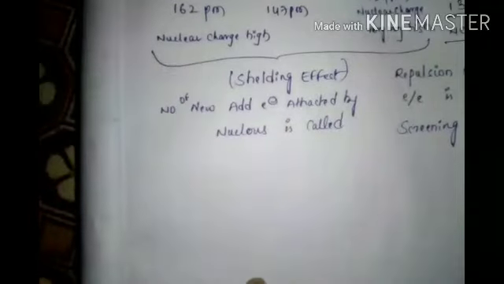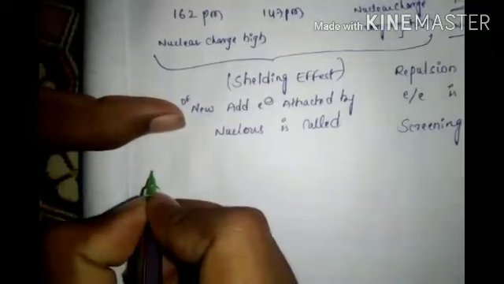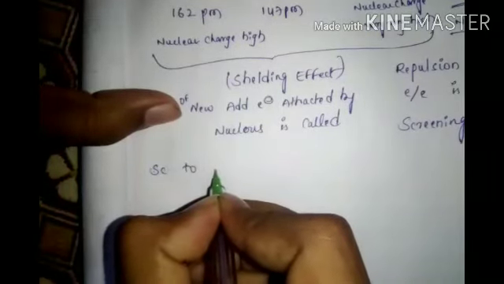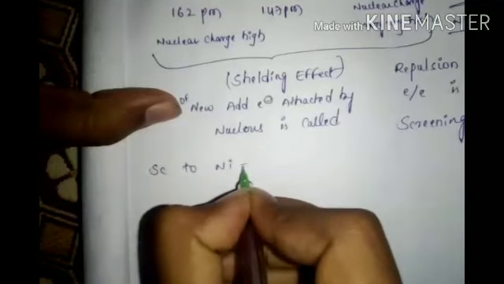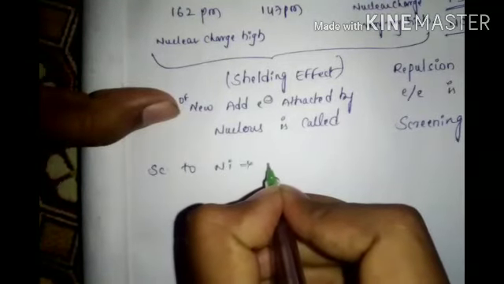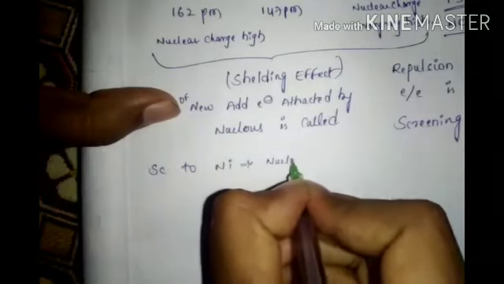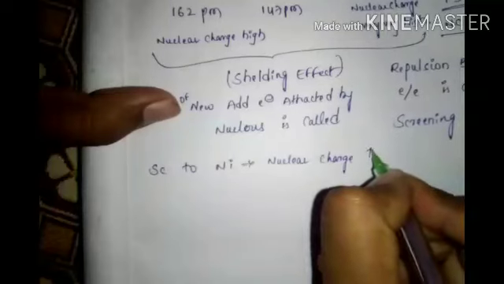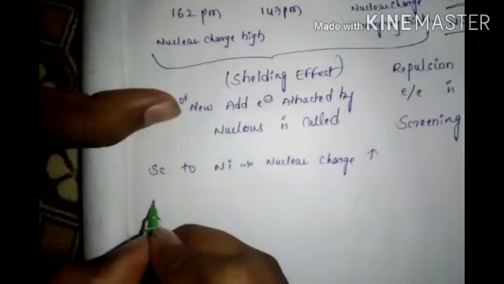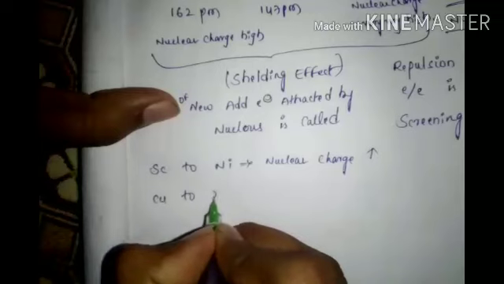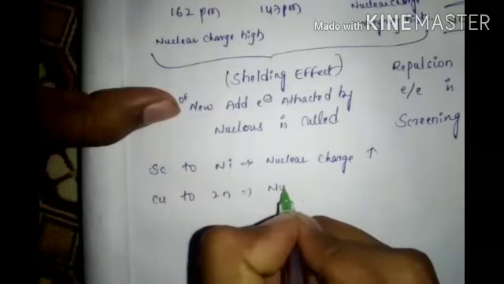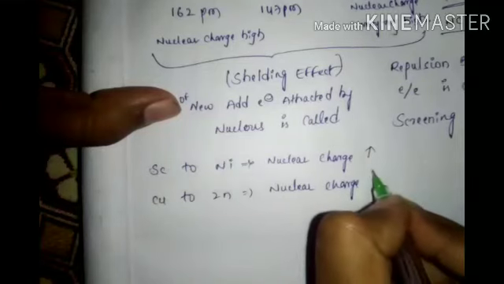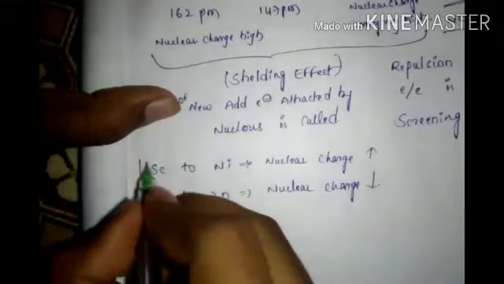So now let's take scandium to nickel, nuclear charge increases. Then copper to zinc, nuclear charge decreases. Very, very important point.